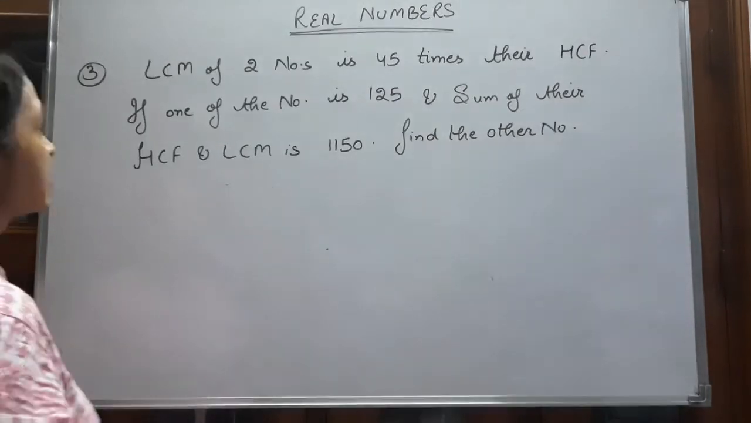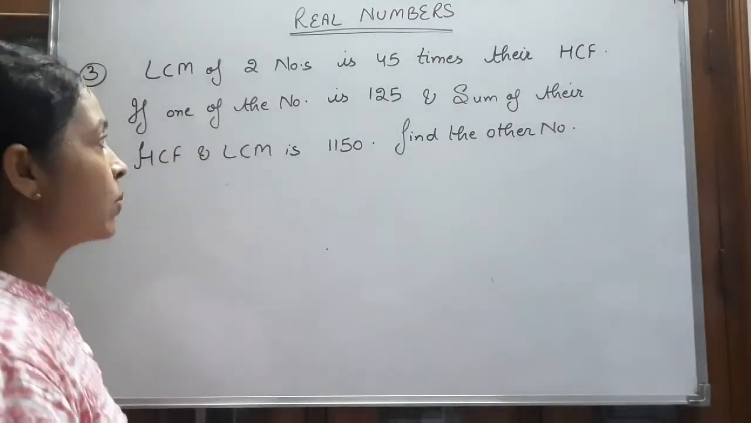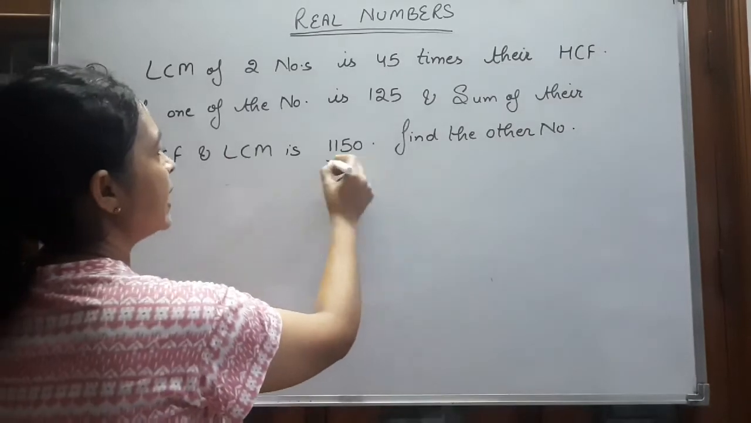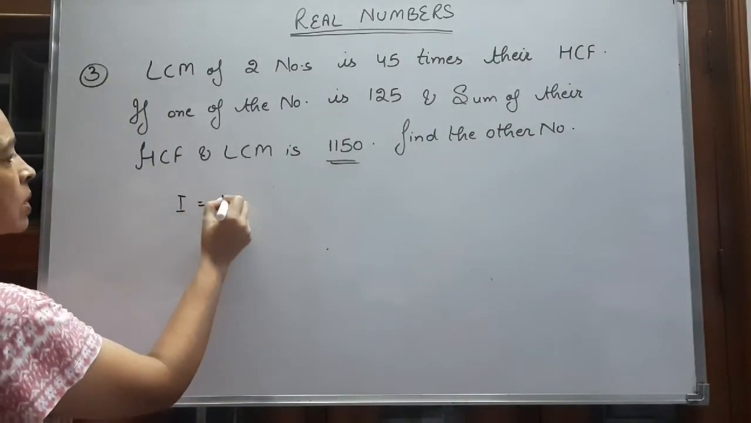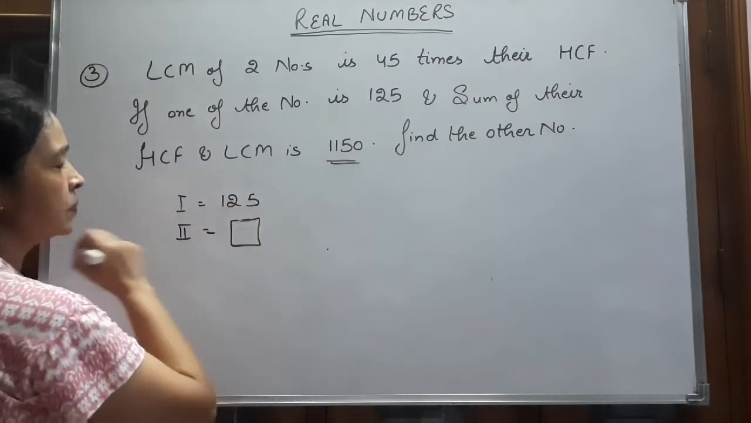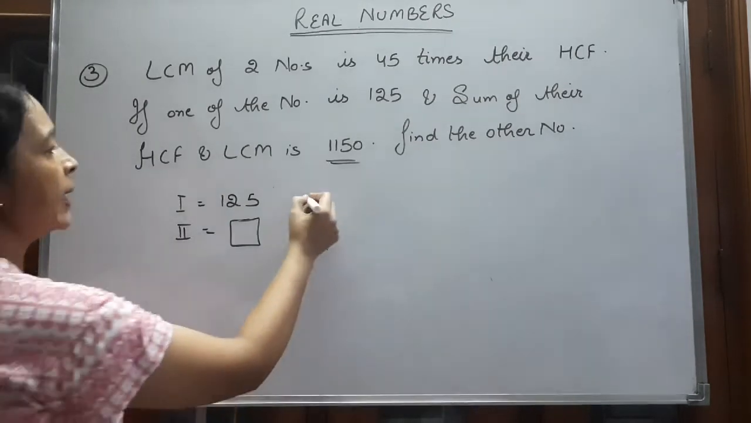LCM of two numbers is 45 times their HCF. One of the numbers is 125 and the sum of HCF and LCM is given as 1150. We have to find the other number. We have two numbers out of which one is 125. The second we have to find. Now LCM is 45 times HCF.